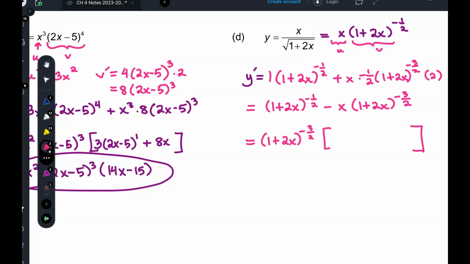So what happens when I take this out? I'm going to have 1 plus 2x to the first power minus x. Always make sure that if I were to distribute this, I should get back the previous one. If I multiply negative 3 halves and 1, that gives me my negative 1 half power. Distribute here, checks out. Then I just want to rewrite this. I'm going to put that 1 plus 2x to the 3 halves power in the bottom.